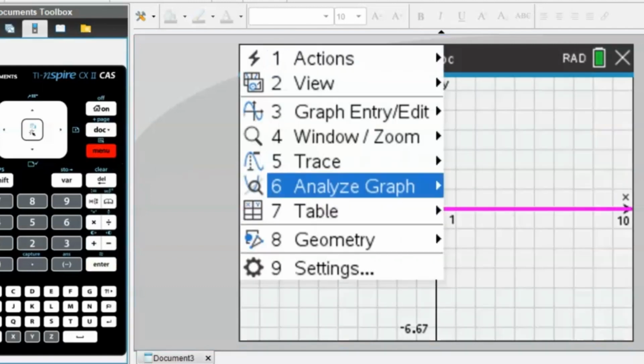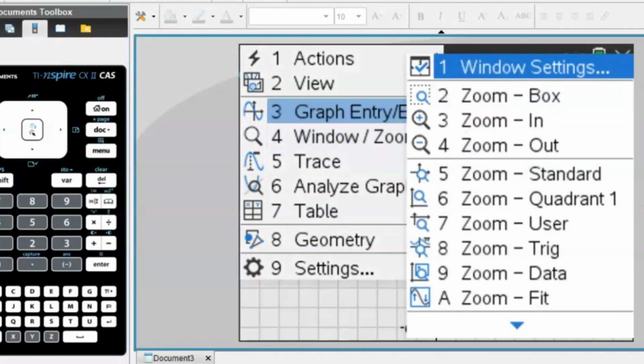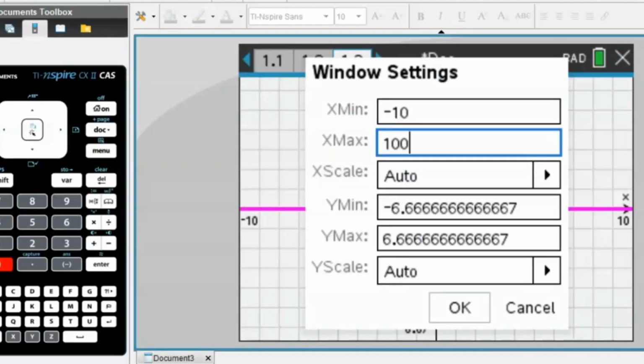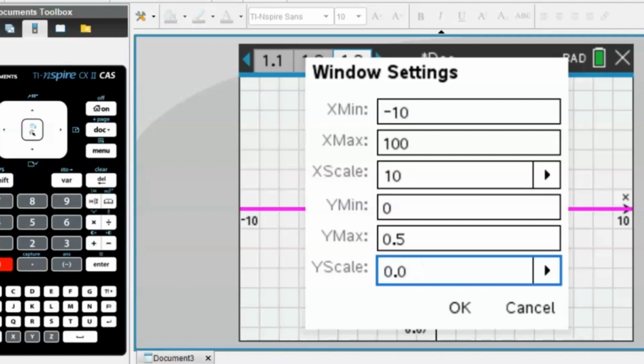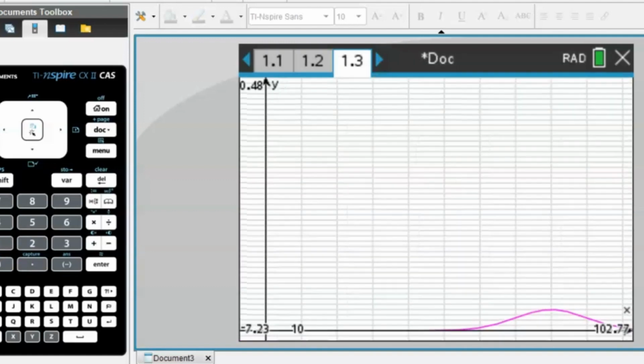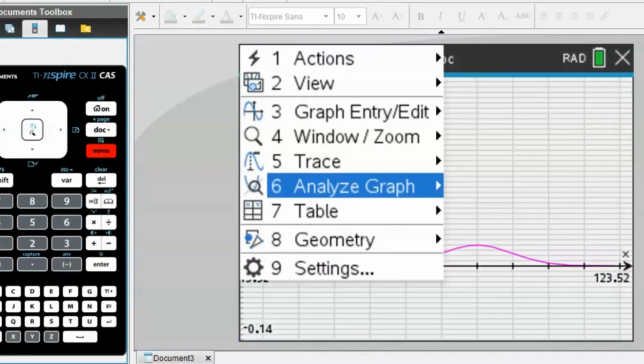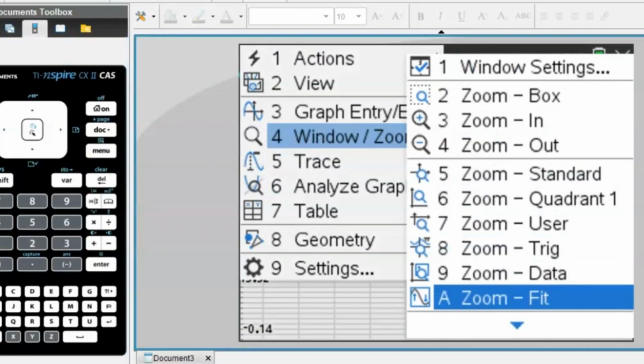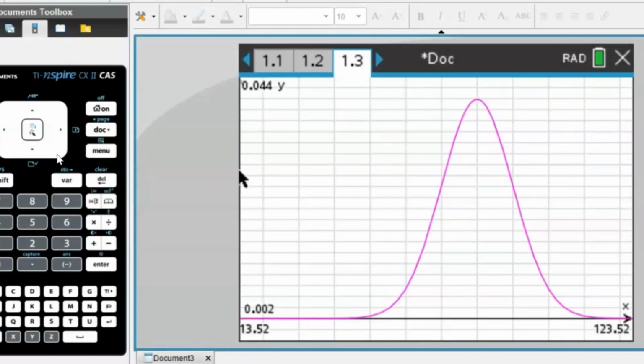Yep, so we're just going to play around with the window settings. We'll set this one to 100, with steps of 10. Let's make this one 0, because the bell curve y doesn't pass below the x-axis, and make this one 0.5, and the y scale 0.01. Then zoom fit. Nice curve.